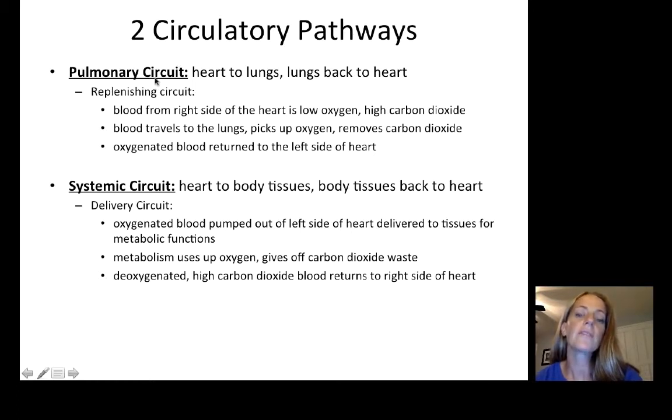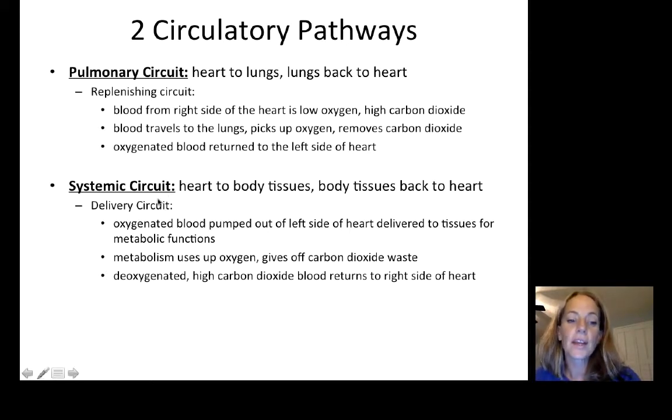The first is to and from the lungs. This is a replenishing circuit where blood from the right side of the heart is low on oxygen. It has just come from the body where the oxygen has been used, and is also full of carbon dioxide waste. That blood is then going to travel to the lungs where it can replenish with oxygen and get rid of the carbon dioxide waste. The oxygenated blood then will return to the left side of the heart through the systemic circuit.